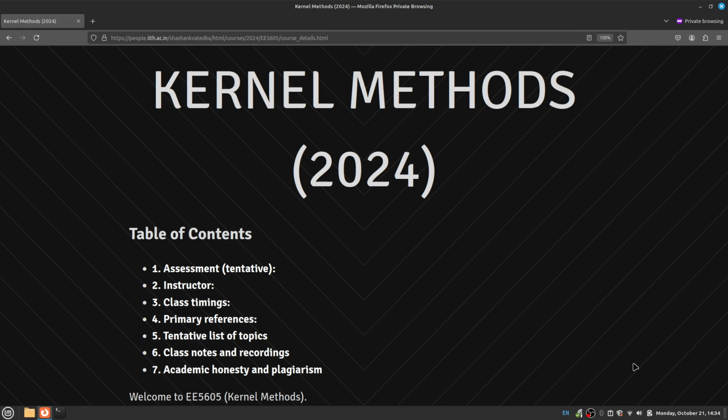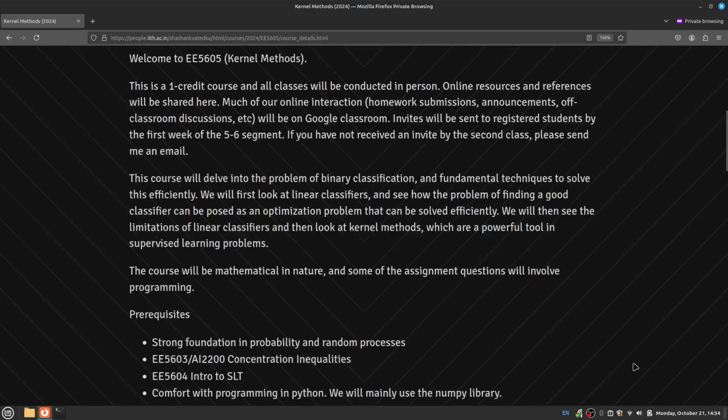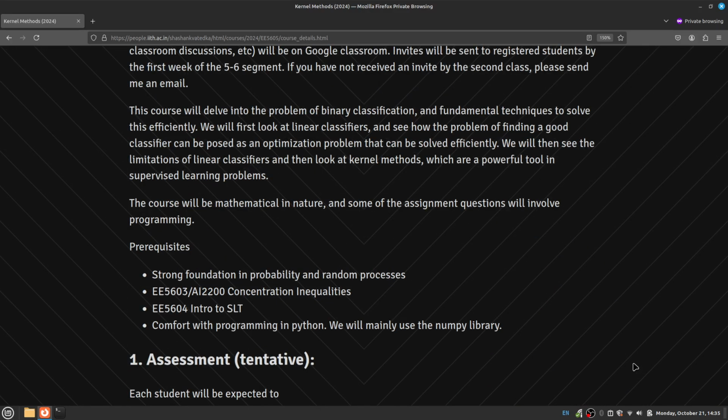Okay, so let's start. Welcome to this course on kernel methods. Although it's called kernel methods, we'll spend a lot of time talking about binary classification and different techniques for binary classification. So again, the prerequisites for this course are Introduction to Statistical Learning Theory and Concentration Inequalities.